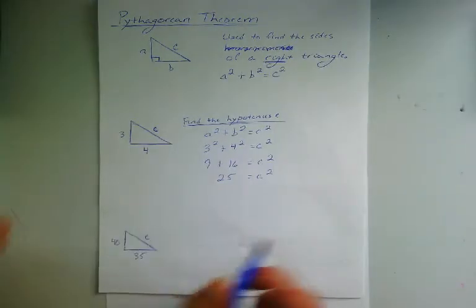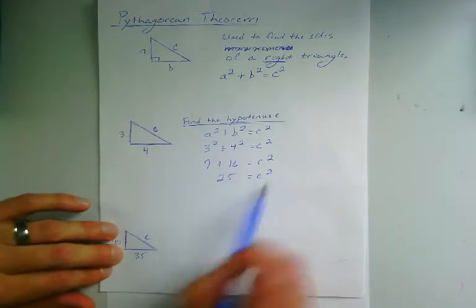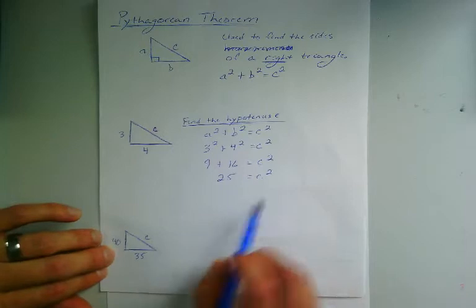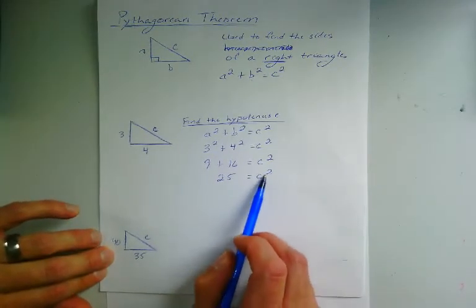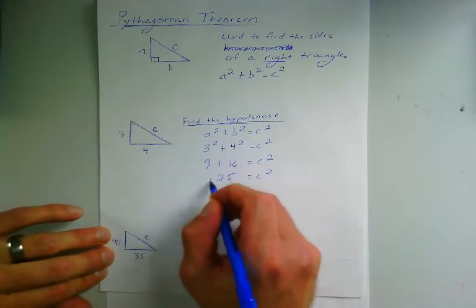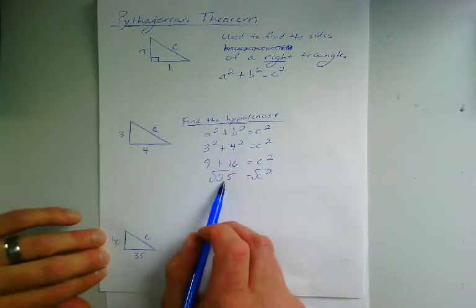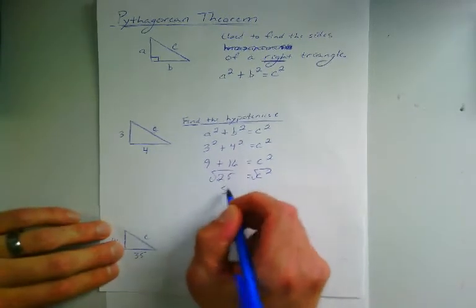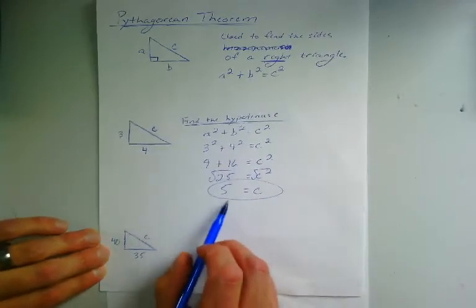Last week's lessons were all about how to solve an equation that looks like this, where you have an exponent of 2. So how do you undo raising something to the second power? To undo raising something to the second power, you take the square root. So I'm going to take the square root of both sides. The square root of 25 is 5. So 5 equals C. My hypotenuse is 5.